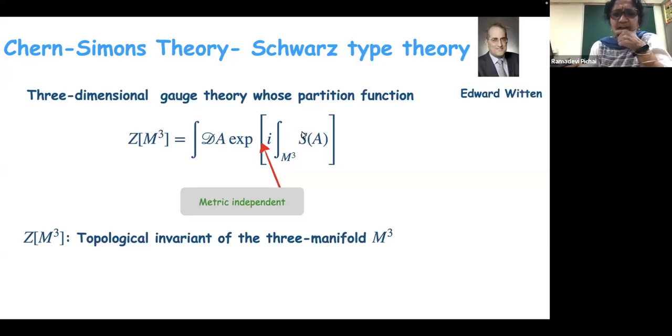Yeah, so formally I should have said Lagrangian density and integrated over the 3-manifold. Okay, that is what is the action. So Z of M3 is the topological invariant, and if we can compute it, then you can compute it for different 3-manifolds, and then this quantity can be treated to be the analog of your Euler characteristic for 3-dimensional manifolds.